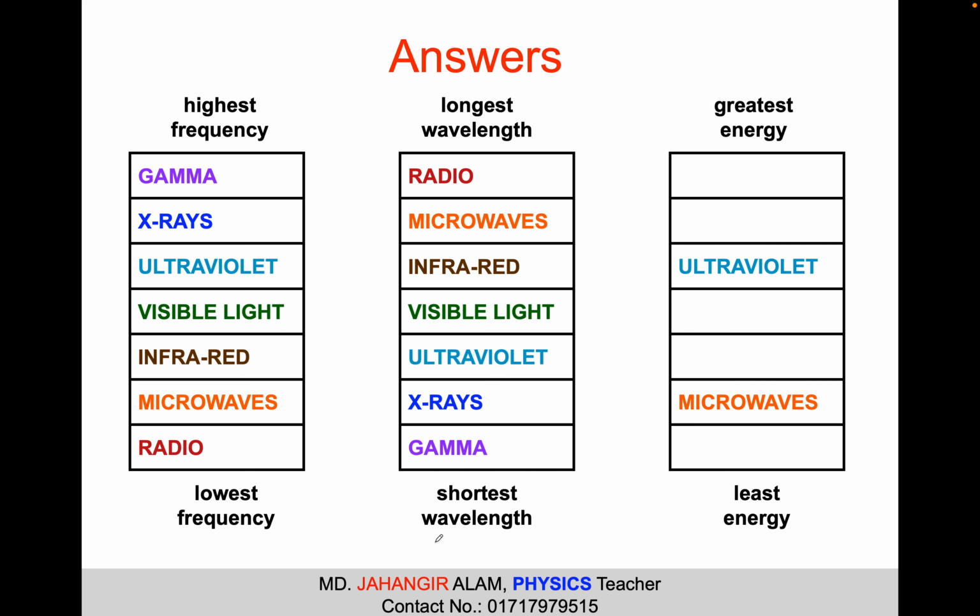Greatest energy: we know energy is directly proportional to frequency. So gamma ray has the greatest energy, then X-ray, then ultraviolet, visible light, infrared, microwaves, and the least energy is radio waves.